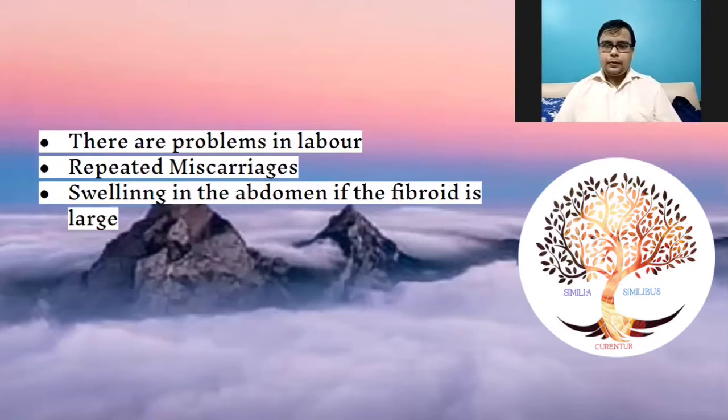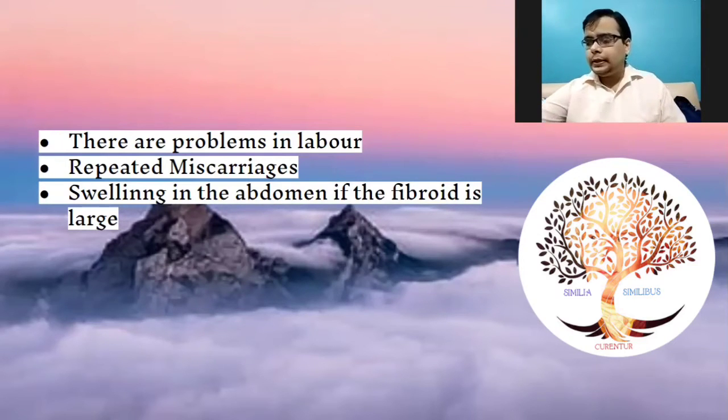There are many problems in labor as well, and these kinds of patients generally have repeated miscarriages in many cases. And the most uncommon symptom in these cases is a swelling in the abdomen, generally on whichever side the fibroid is. If the fibroid is too large, it might cause a little swelling in the abdomen, and it also causes abdominal pain because it is occupying space in the abdomen.